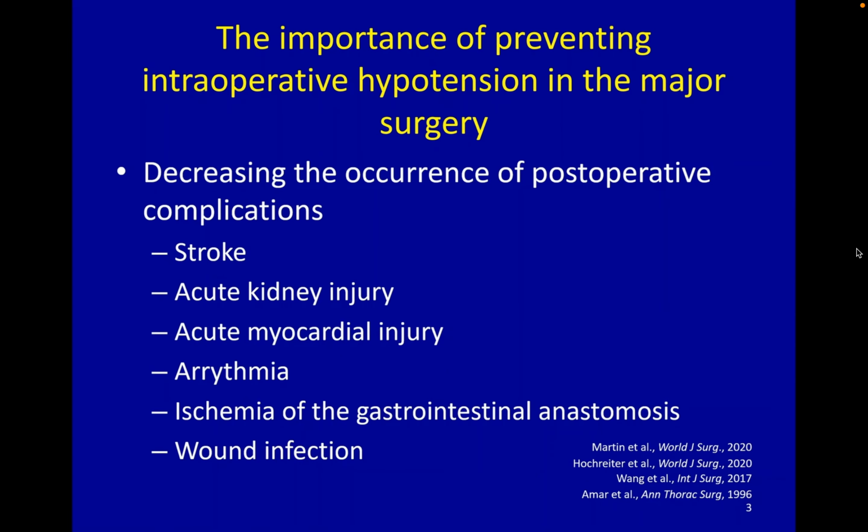The prevention of intraoperative hypertension is important. Major surgery is regarded as one of the most important risk factors of intraoperative hypertension, because of a surgical duration longer than 2 hours and an estimated blood loss higher than 500 milliliters. Many postoperative complications are associated with intraoperative hypertension, including stroke, acute myocardial injury, or anastomotic ischemia. Decreasing the intraoperative hypertension occurrence could decrease the postoperative complications.